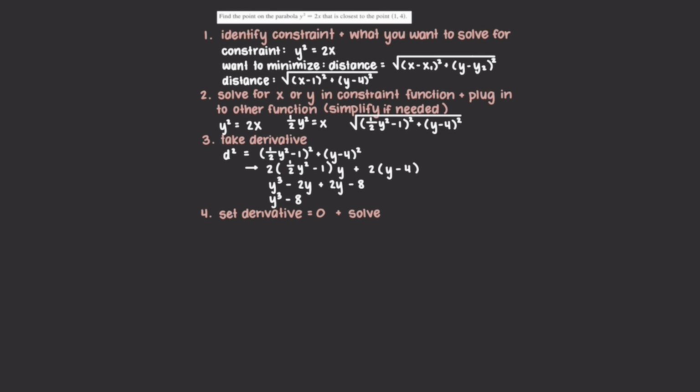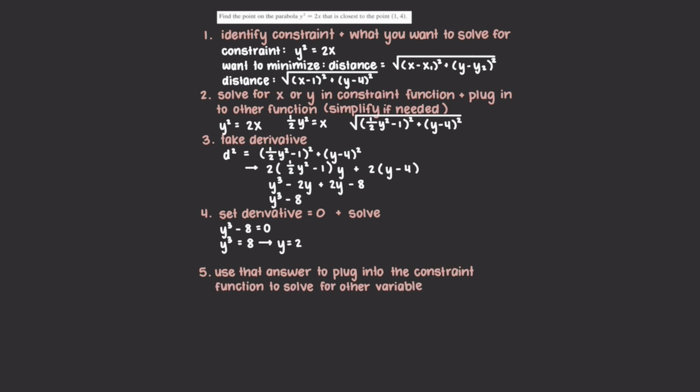Okay, next step is set that derivative equal to 0. Okay, what multiplies 3 times to get 8? Did you say 2? Probably not, but that's the answer. Use this answer, as y, to plug it into the constraint function to solve for the other variable. Okay, what's our constraint function? There it is. So 2 squared is equal to 2x, 4 is equal to 2x, 2 is equal to x.